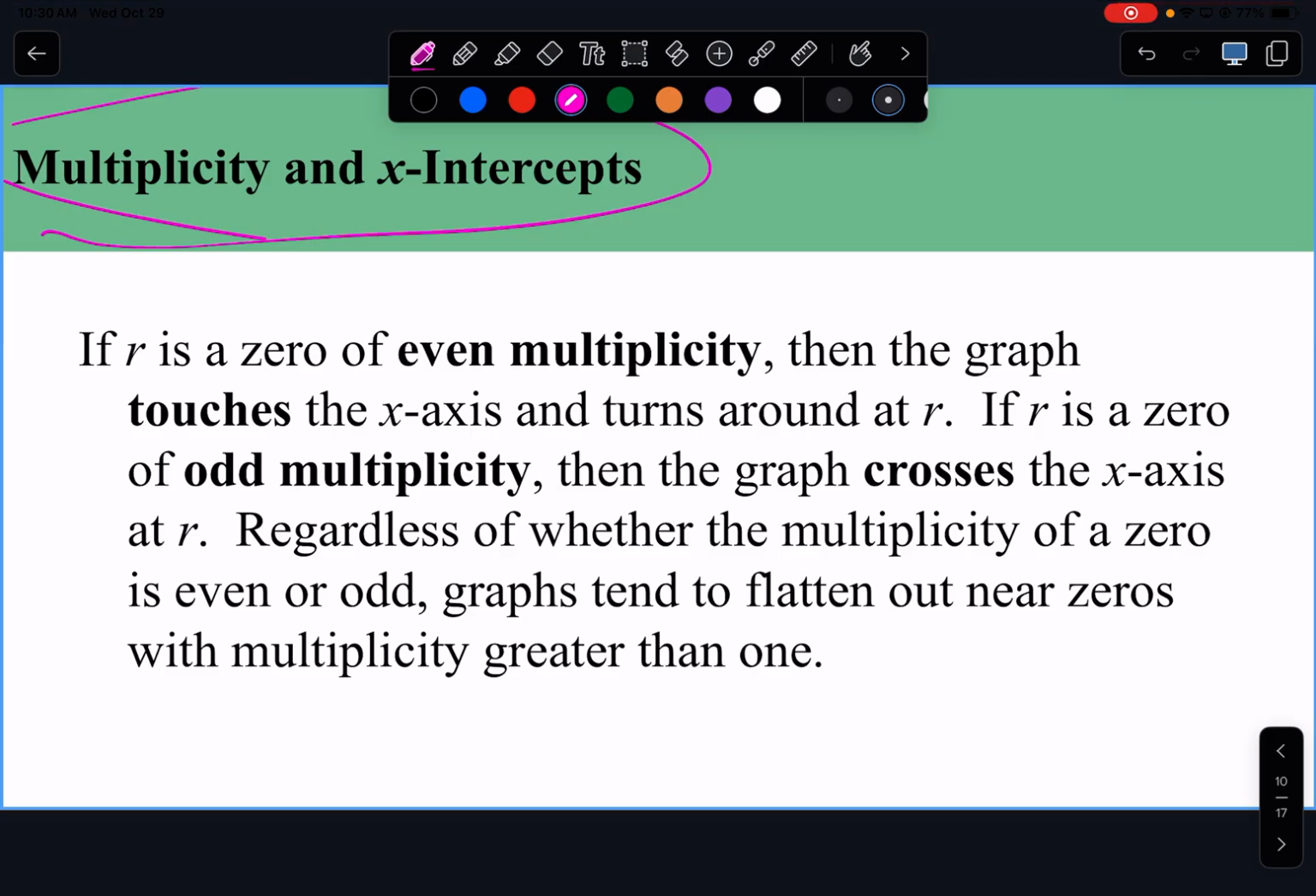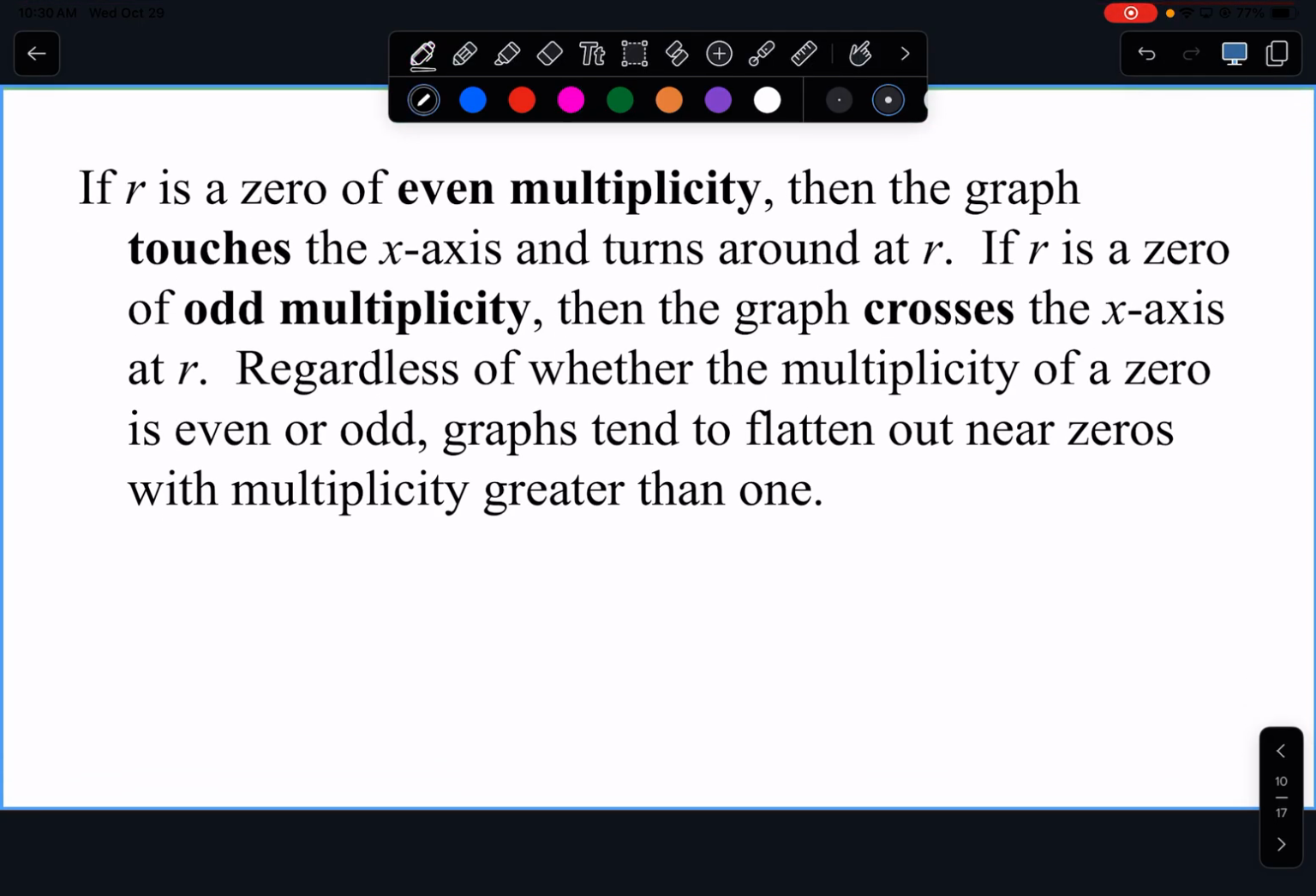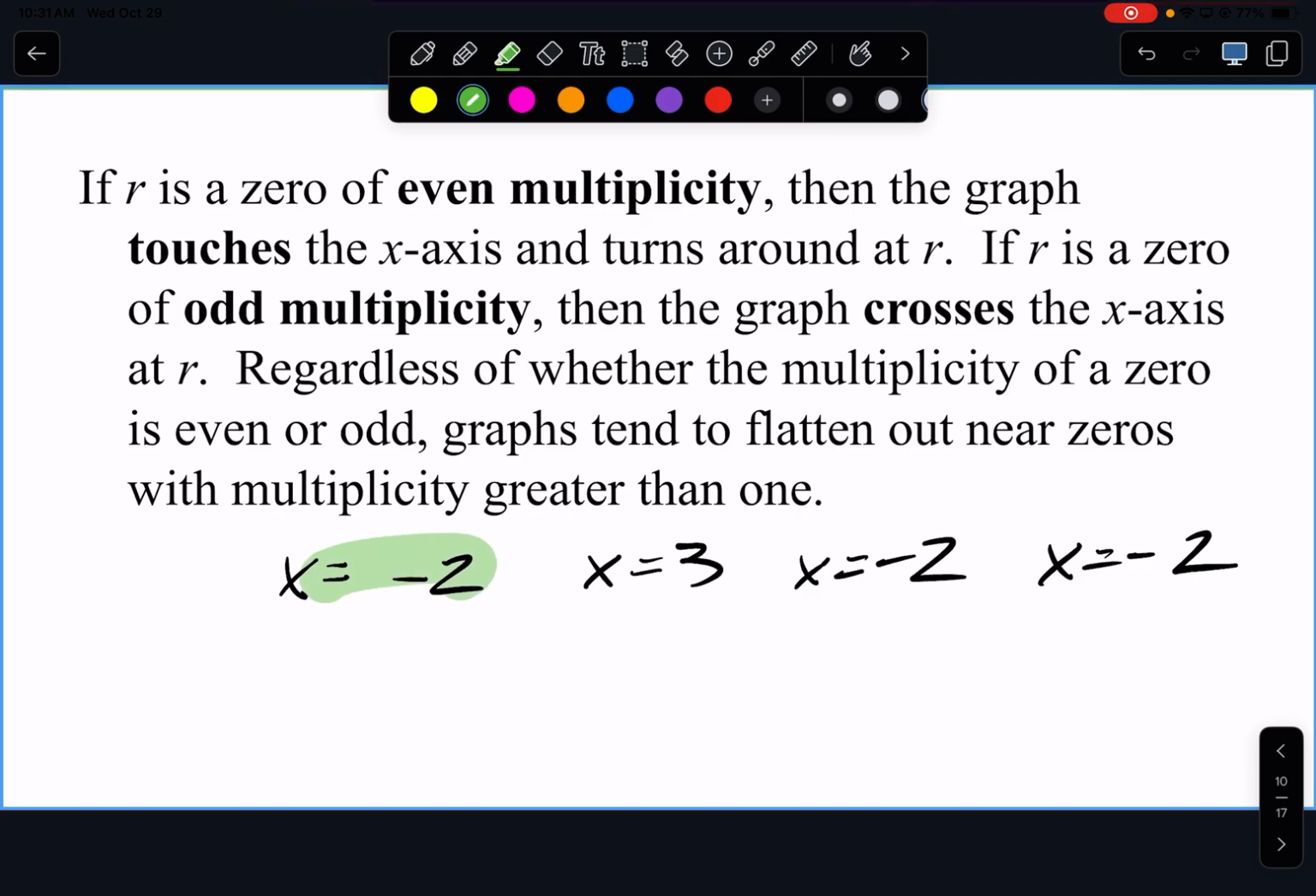I'm not going to put a whole polynomial up here and solve it. I'm just going to give an example. Let's say that we get our solutions as x could equal -2, x could equal 3, x could equal -2, and x could equal -2. Let's say those are the solutions for whatever polynomial we just solved. Which one shows up multiple times? -2 shows up 3 times. Is that an odd or even number? It showed up 3 times. Odd.